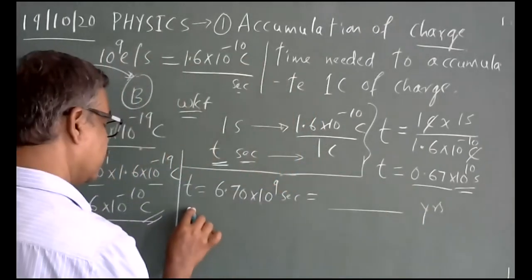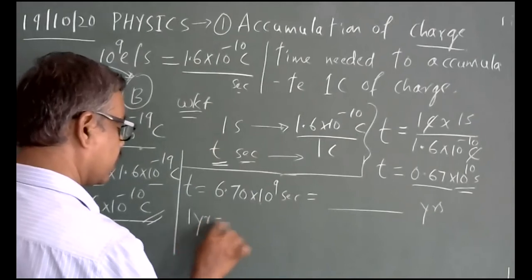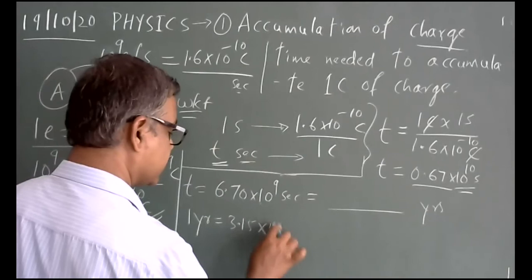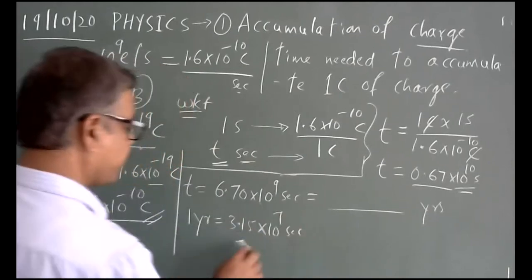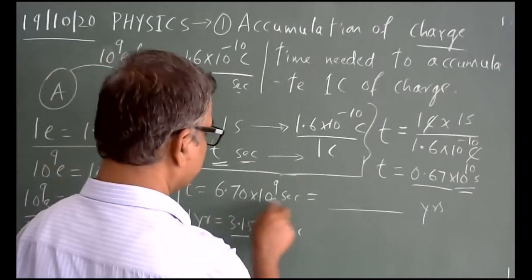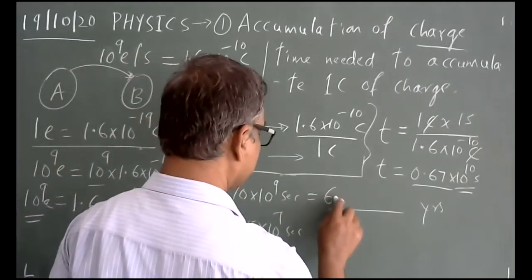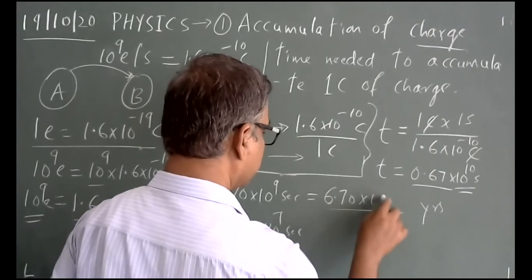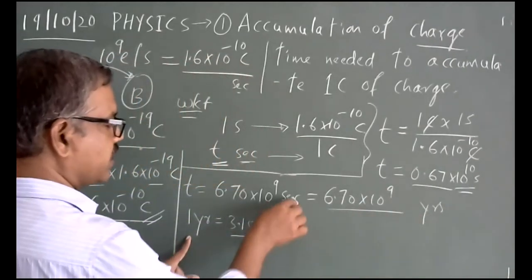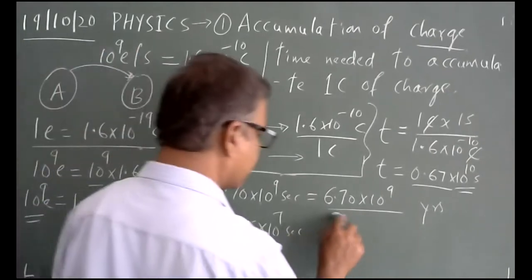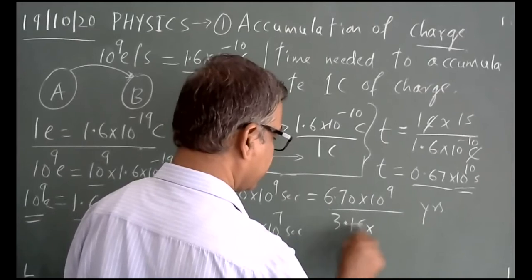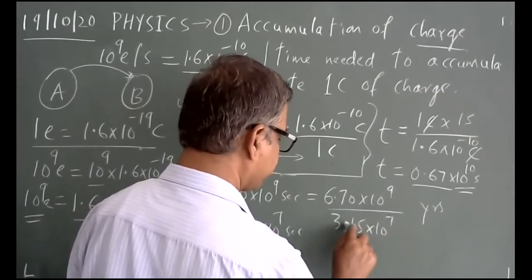So we know that 1 year equals 3.15 × 10 raised to plus 7 seconds. So using this concept, T equal to 6.70 × 10 raised to 9 seconds, I'll be putting 6.70 × 10 raised to 9 here. 1 year equals this much, 1 second equals, it comes in the denominator. Now divide it by 3.15 × 10 raised to plus 7.